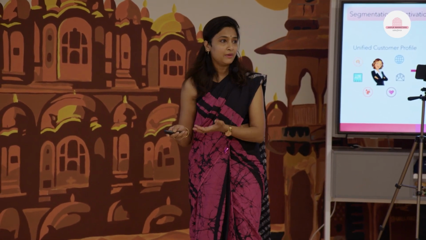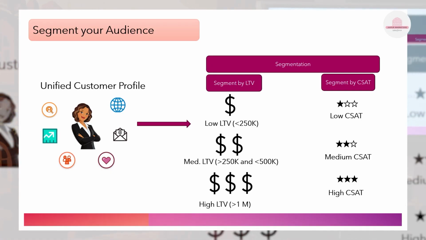Similarly, in the case of CSAT score, suppose there are some customers whose CSAT score is less than 7 or 6, and they are churning at a high rate. So to get them engaged, we can send them personalized emails and offer them some discounts or something else, correct? So this is what segmentation and activation is.